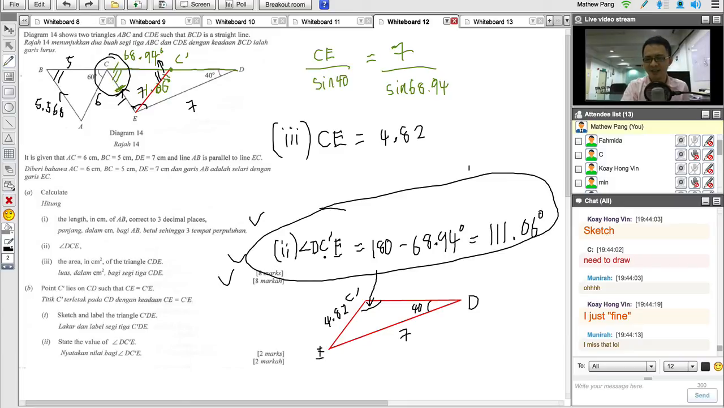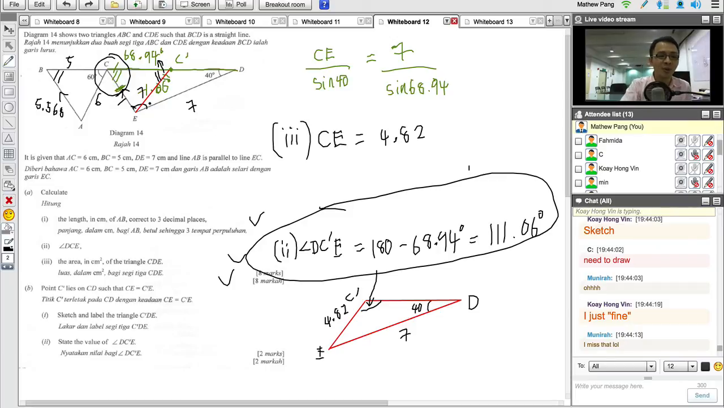Yeah, you need to sketch it out, but you don't need it to be exactly the same centimeters, because it's just a sketch. As long as the pattern is correct, the label is correct, the angle is correct, you will get full marks for that.